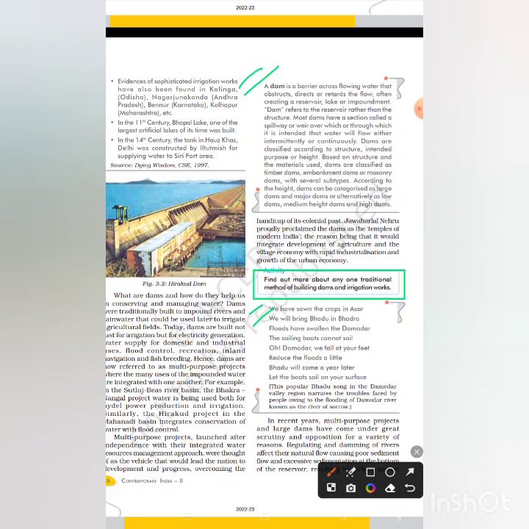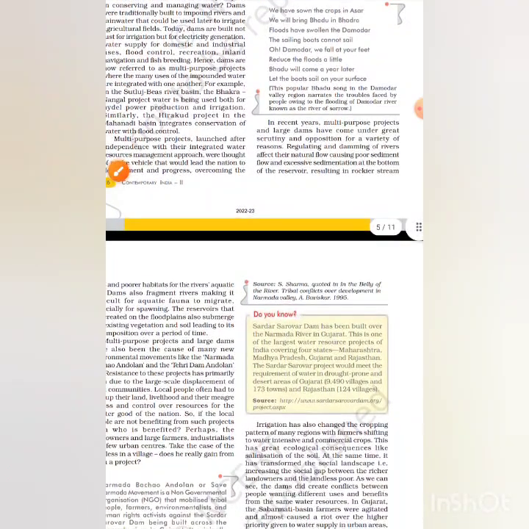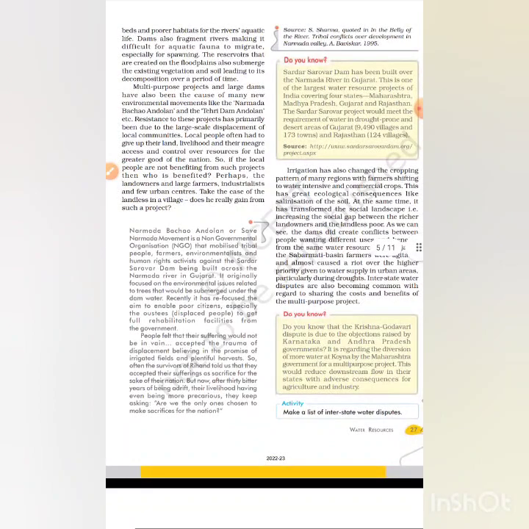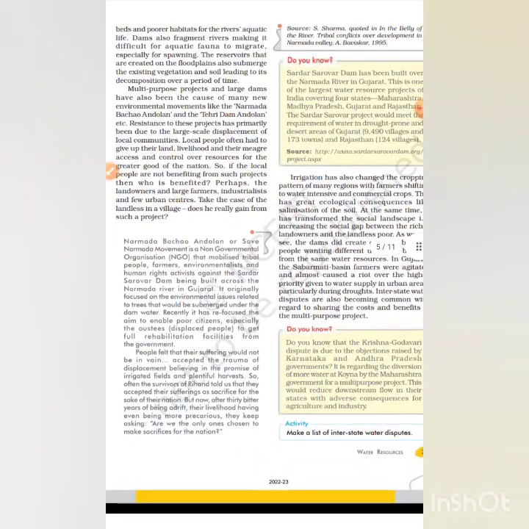This popular Bhadu song in the Damodar Valley region narrates the troubles faced by the people owing to the flooding of Damodar River, known as the River of Sorrow. In recent years, multipurpose projects and large dams have come under great scrutiny and opposition for a variety of reasons. Regulating and damming of rivers affect their natural flow, causing poor sediment flow and excessive sedimentation at the bottom of the reservoir, resulting in rockier stream beds and poorer habitats for the river's aquatic life. Dams also fragment rivers, making it difficult for aquatic fauna to migrate, especially for spawning.